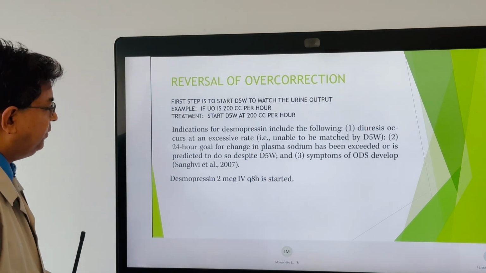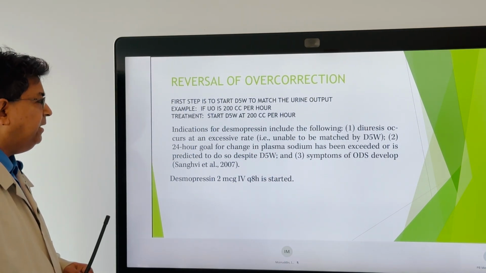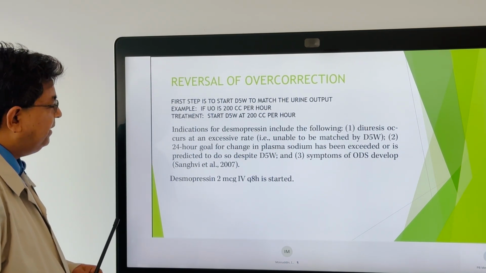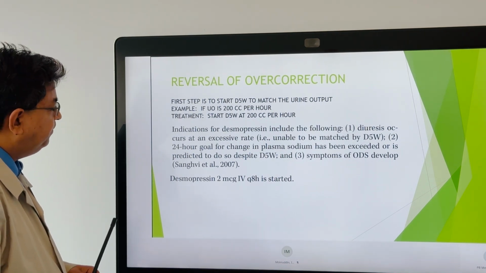Reversal of overcorrection is very important. The first step is to start D5W to match the urine output. If the urine output is 200 cc's per hour, start D5W at 200 cc's per hour.